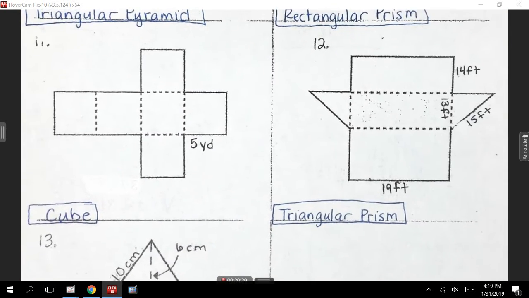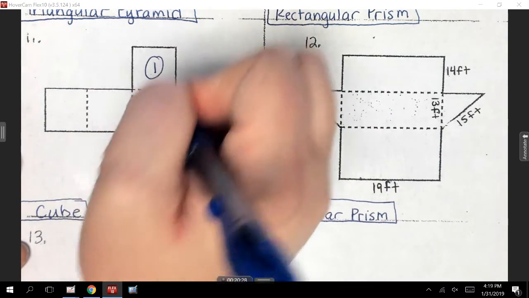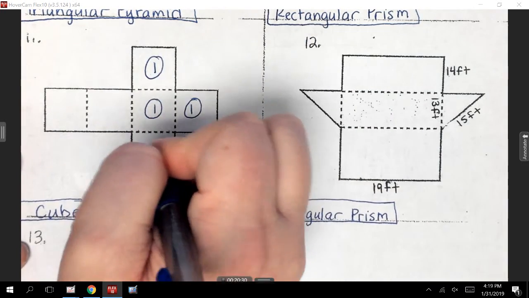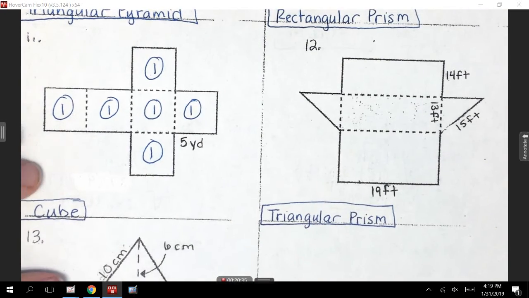Number 11, and it's getting a little late, getting a little hungry. All right, so let's get going on this. Here we have a cube. We like cubes because they're really easy since there's only one shape. They're all the exact same square. So I'm going to just show that by writing ones in all of them because they match.